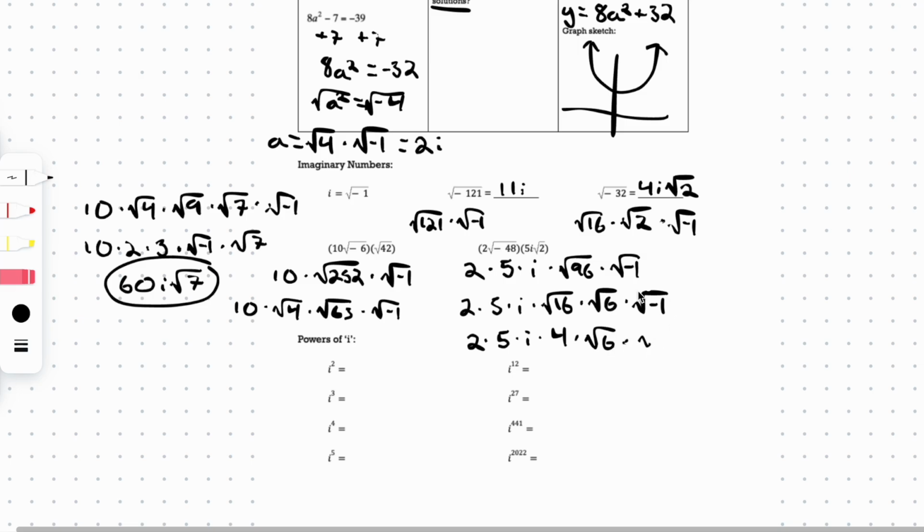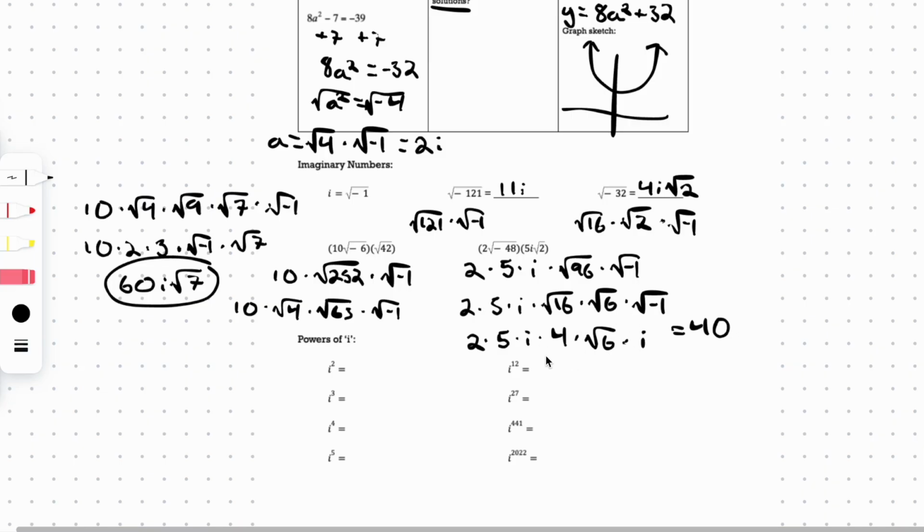But here, actually, in this step, instead of writing root negative 1, I'm going to write i. And then let's multiply this out. 2 times 5 is 10. 10 times 4 is 40. So we're going to say 40. Now we have i times i.